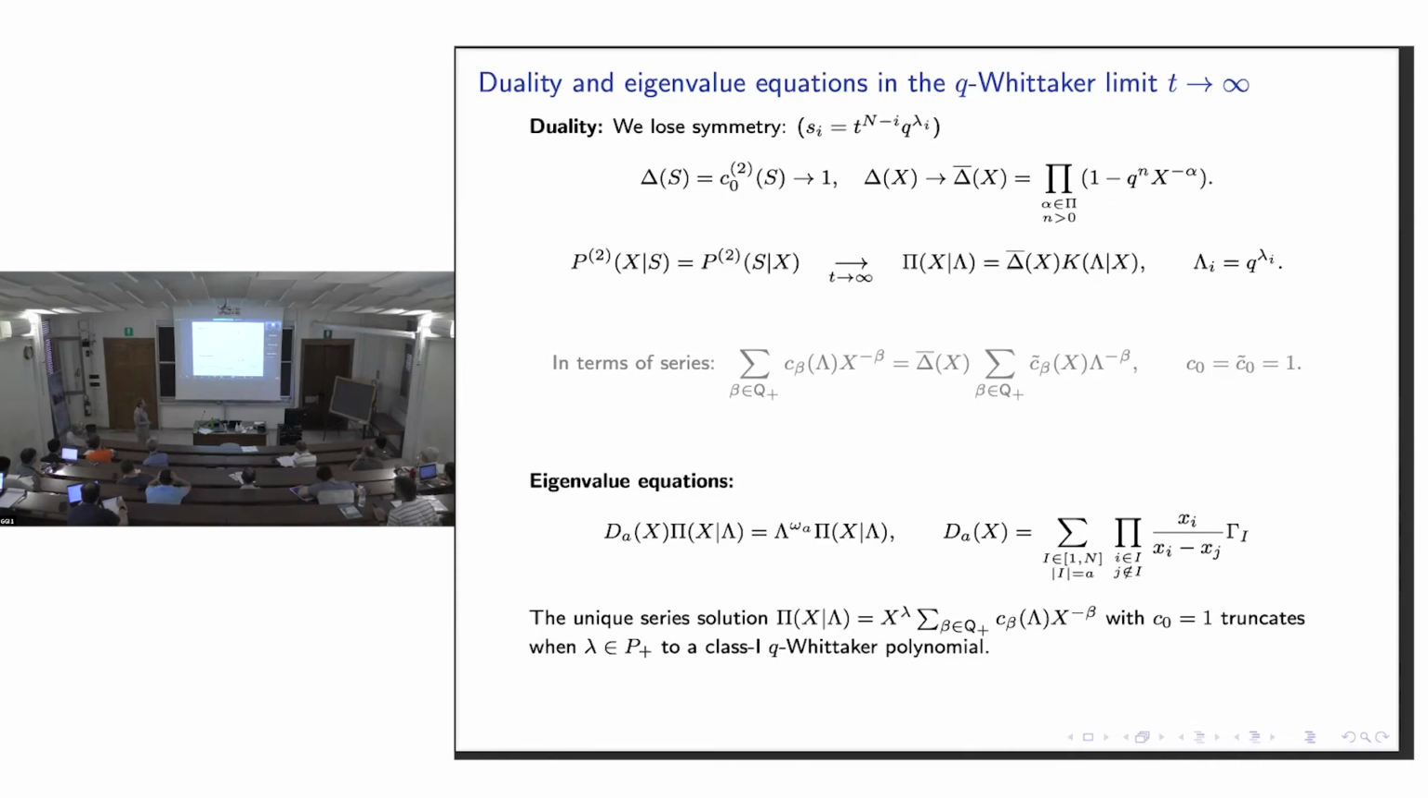So you take a sum over the positive root lattice, some coefficients which depend on lambda, and X to the minus beta. And if I choose C0 to be 1, this truncates when lambda is an integer partition to some symmetric polynomial. It's still symmetric. And it's a class 1 Q Whittaker polynomial. Okay, it's a name, but it's a polynomial in X. Okay, so these are the eigenvalue equations.